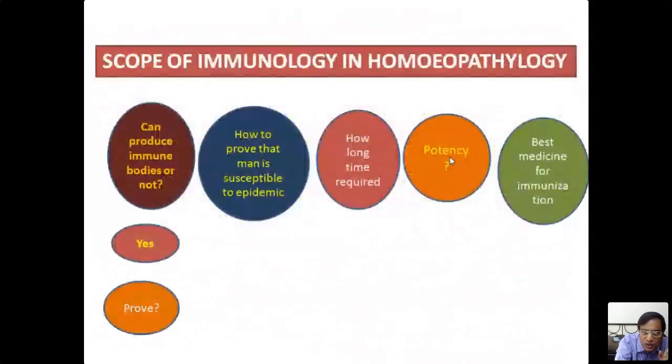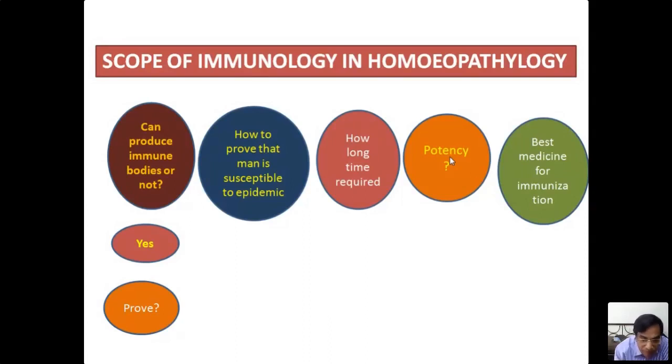Now, the scope of immunology in homeopathy is the topic of discussion. Without those slides I have shown you, we cannot prevent the diseases. This is the basic thing. Can it produce immune bodies or not? We can claim, yes. Obviously, it produces immune bodies, without which we cannot prevent this.